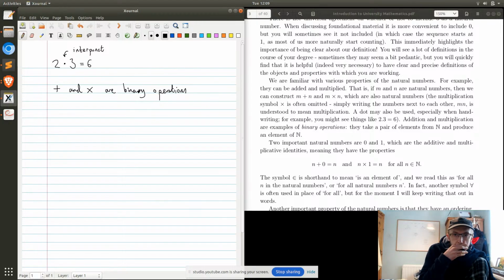Because, as they say, they take a pair of elements from the natural numbers and produce an element of the natural numbers. But we could always just make another binary operation. For example, I could do plus and then put a ring around it and then maybe put a line underneath. And then I do a colon and then an equal sign, and this is me defining that binary operation. And here's what it does.